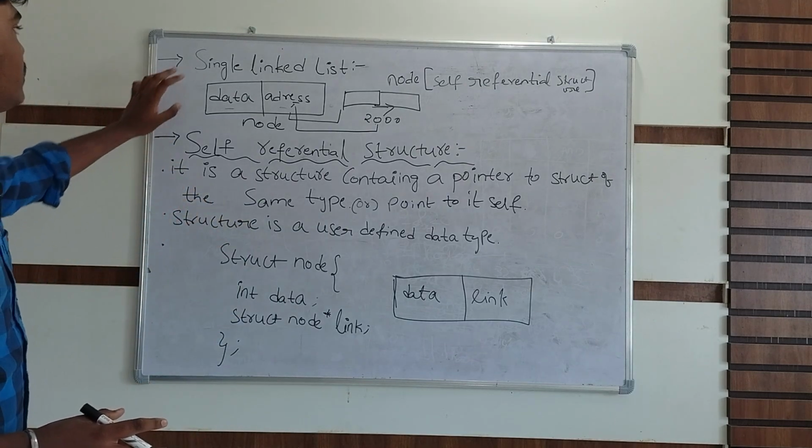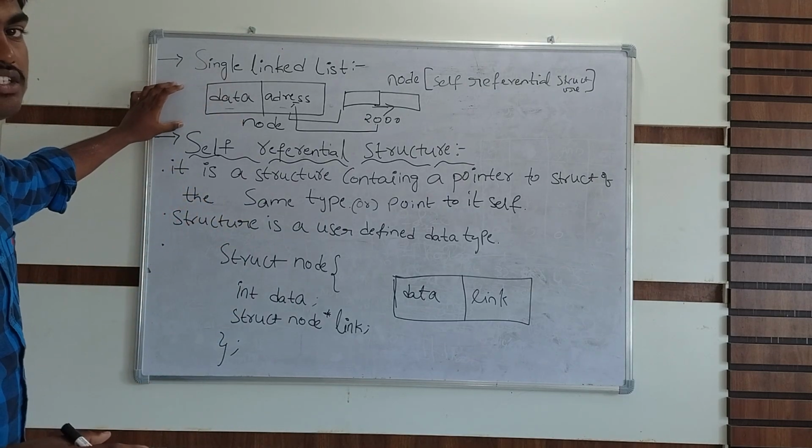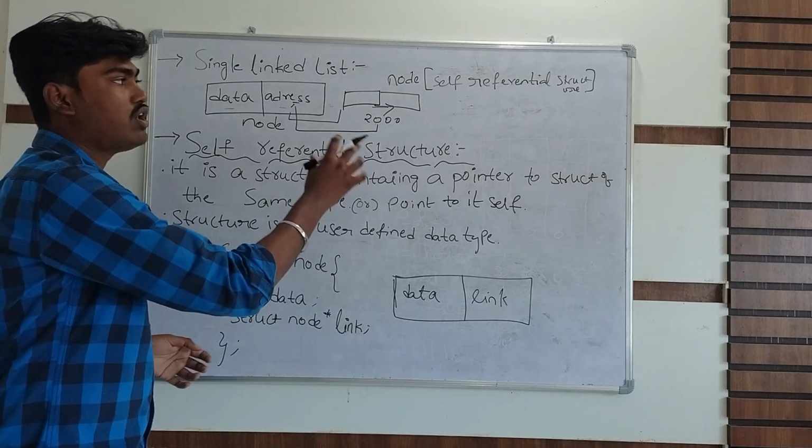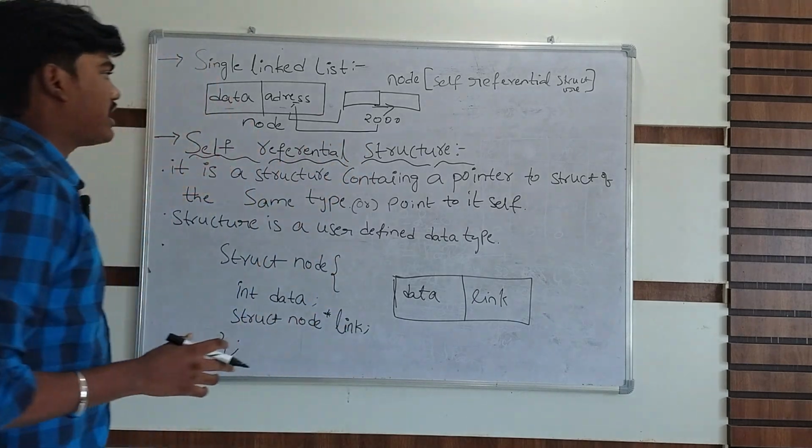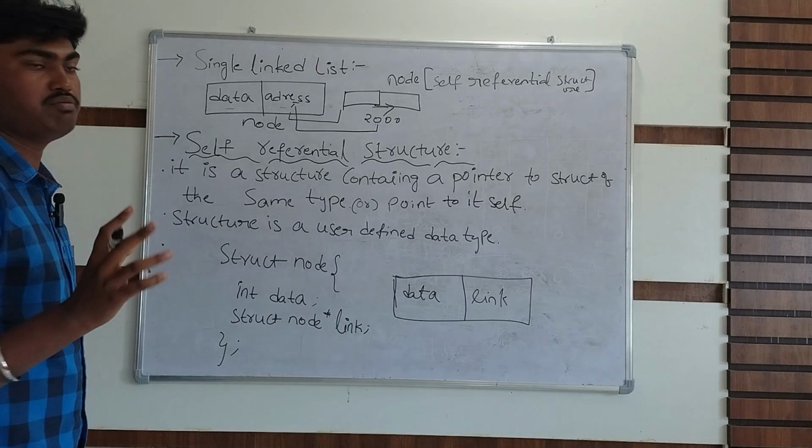Now we have to create the single linked list. We know what a single linked list is. A single linked list means only forward traversing. There is no backward traversing. We discussed this in the previous class.